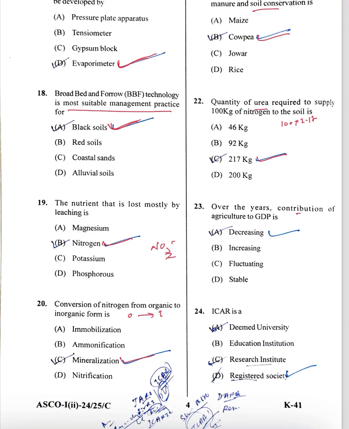Over the years the contribution of agriculture to GDP is obviously decreasing. If you see, during the 1950s it was more than 50%, and now it is decreasing to 15%.